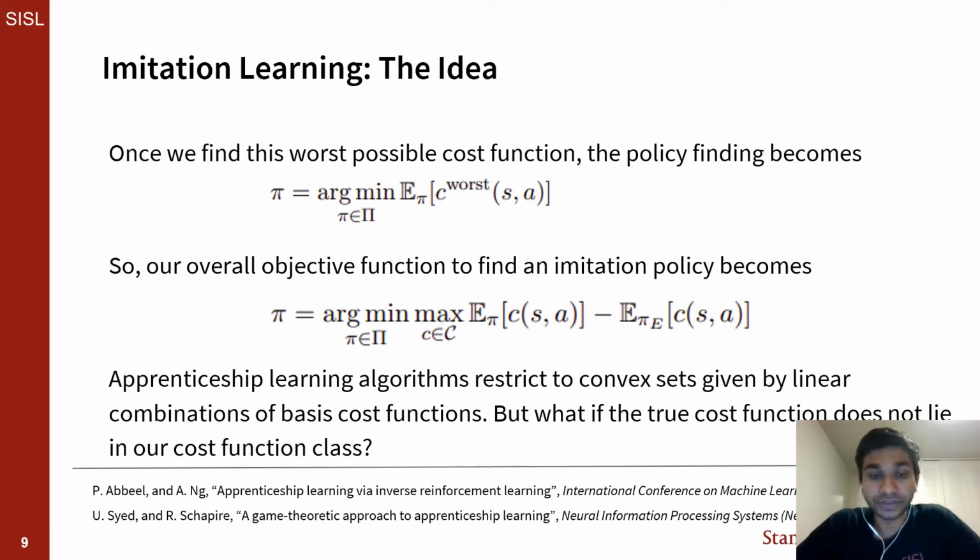To solve this objective function, we need two ingredients. Firstly, we need a cost function class mathcal C, and secondly, we need an optimization algorithm to find the policy. Traditional apprenticeship learning algorithms would do this by restricting the cost function class to be a linear combination of basis cost functions that the designer would need to specify, and secondly would try to find the policy using dynamic programming based approaches. However, there are problems with this approach. Firstly, what if the true cost function, for example in the driving problem, does not lie in the cost function class mathcal C? And secondly, to be able to learn parametric policies that can work for large, even continuous state action spaces, we need approaches that are not just dynamic programming based, but maybe policy gradient approaches.